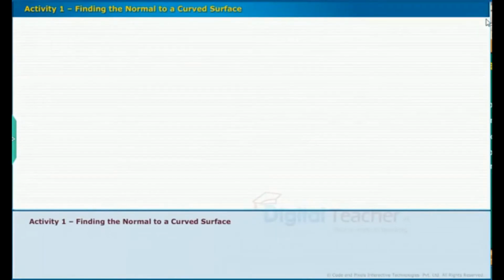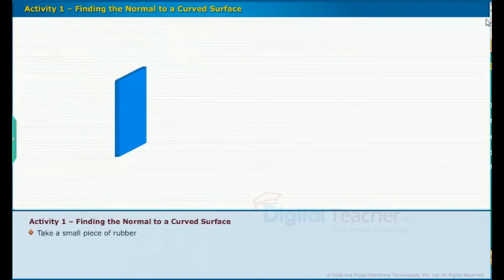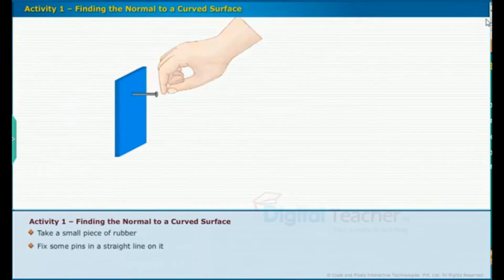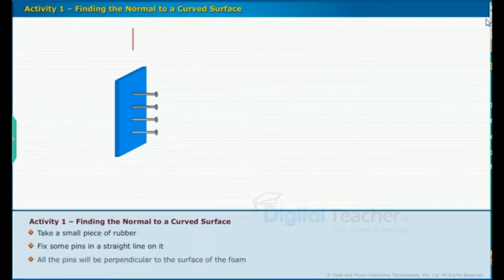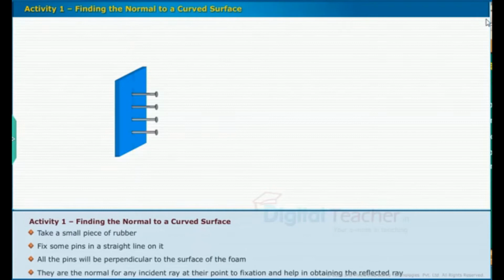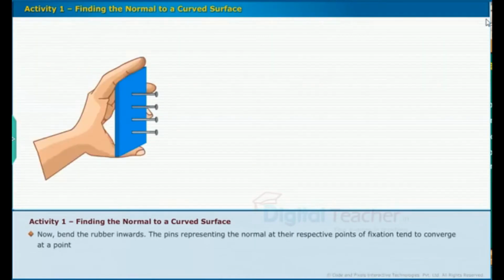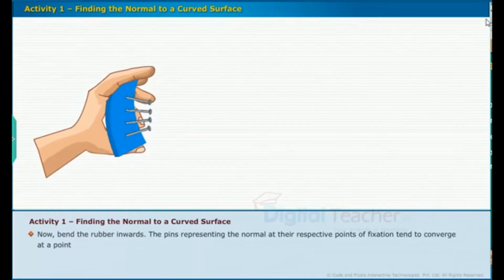Activity: finding the normal to a curved surface. Take a small piece of rubber, fix some pins in a straight line on it. All the pins will be perpendicular to the surface of the foam. They are the normal for any incident ray at their point of fixation and help in obtaining the reflected ray. Now, bend the rubber inwards. The pins representing the normal at their respective points of fixation tend to converge at a point.